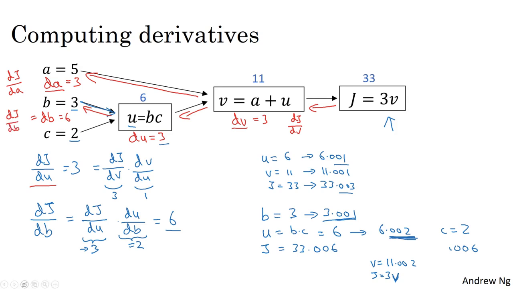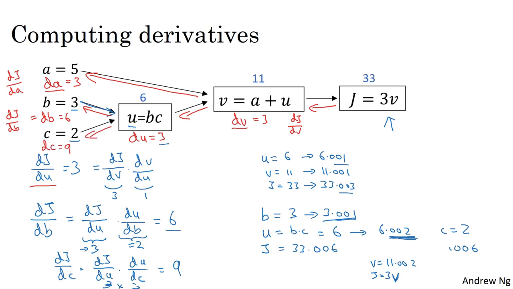And I won't go through the last example in great detail, but it turns out that if you also compute dj/dc, this turns out to be dj/du times du/dc, and this turns out to be 9. This turns out to be 3 times 3.